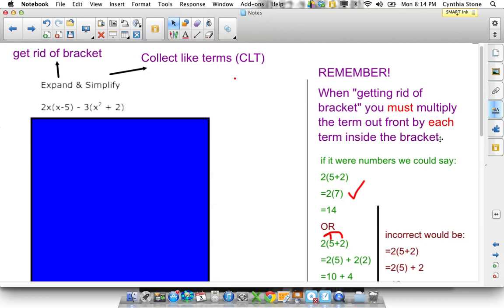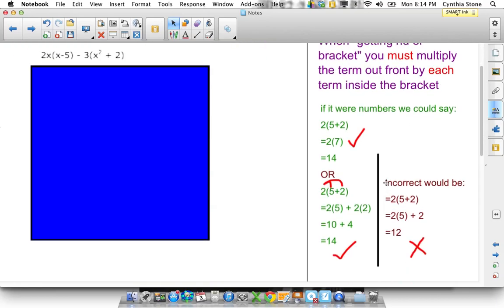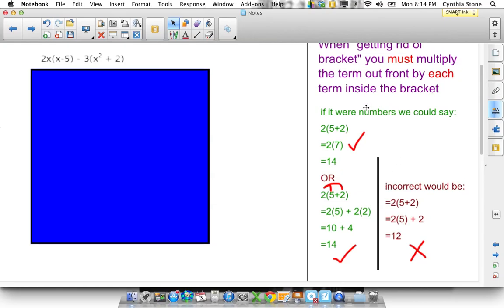I thought I would give a little numerical example of why that's true. Say we had some number, so 2 times 5 plus 2 inside brackets. The way we would evaluate that is you do the brackets first, so 5 plus 2 is 7, and 2 times 7 is 14. That's how we would evaluate it.